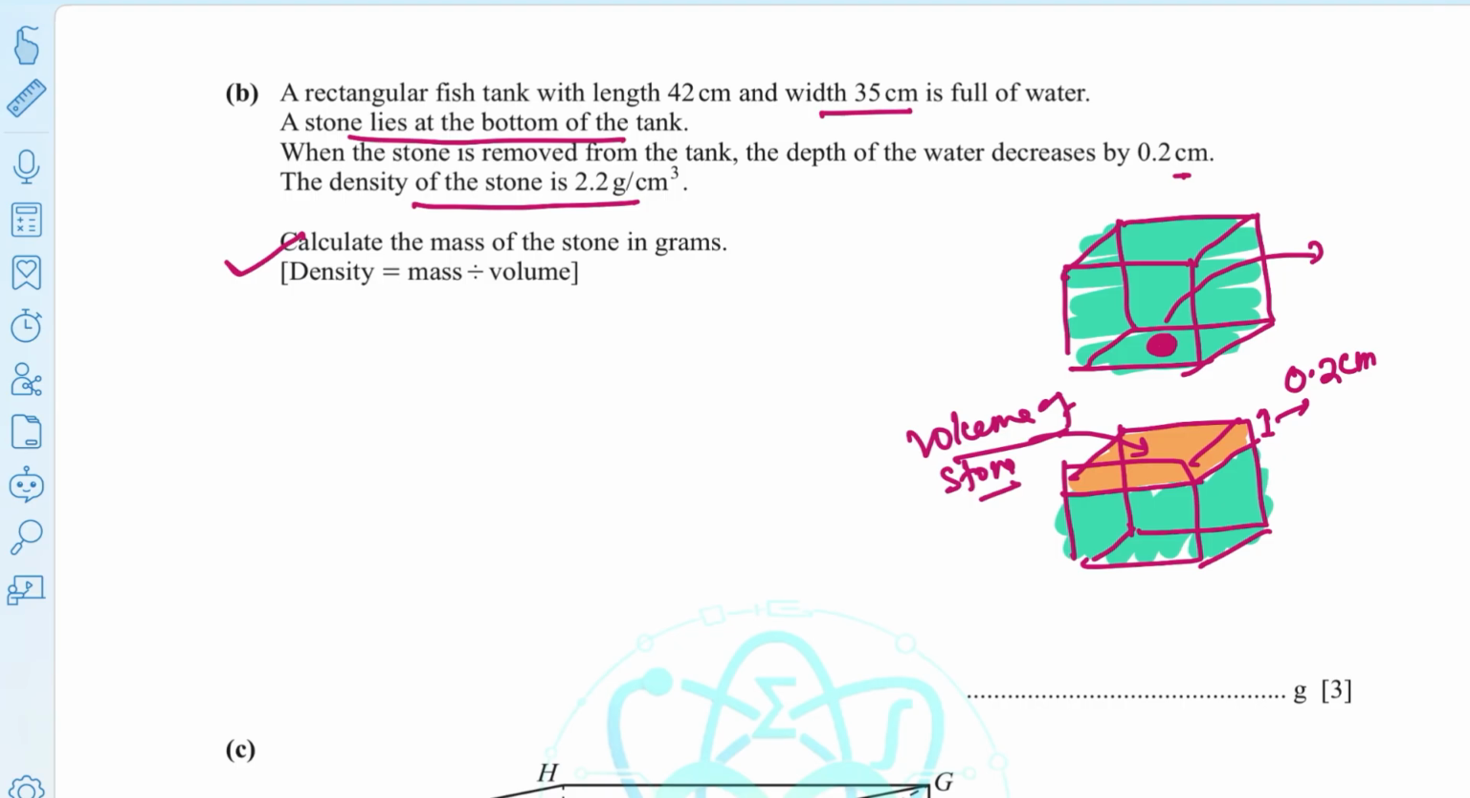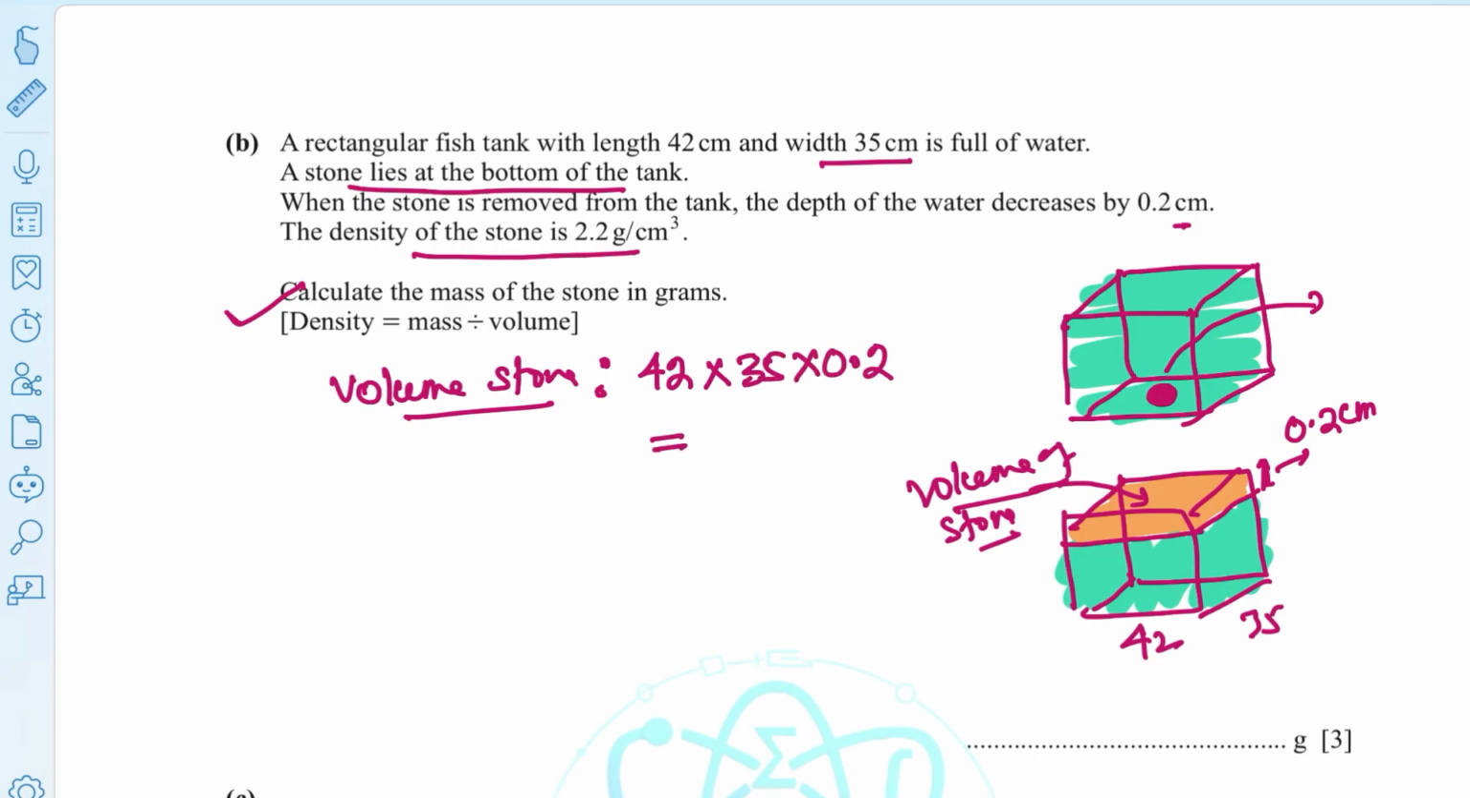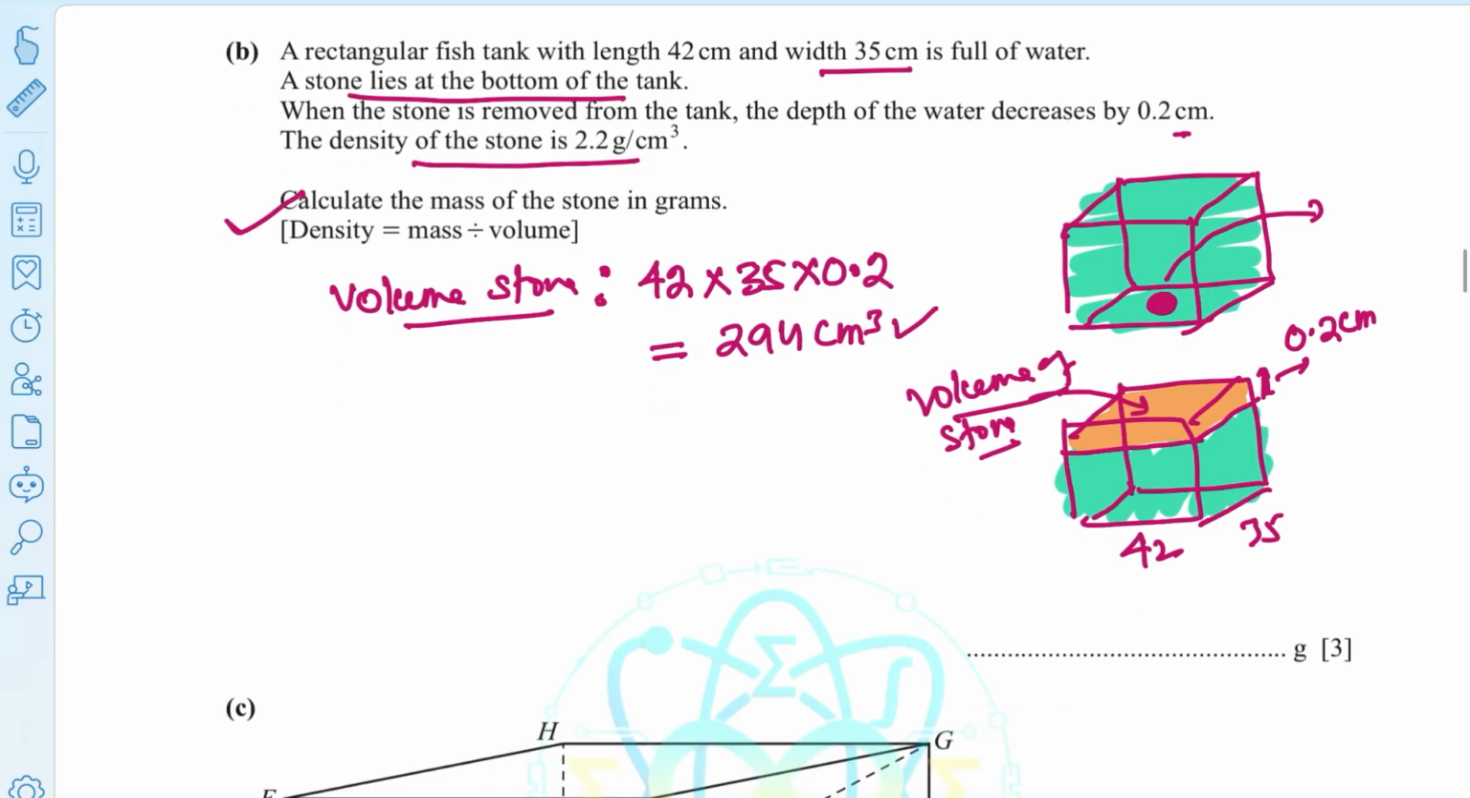Now, first I will try to find out the volume of the stone. So we can say the volume of the stone equals, the length is given as 42, this is given as 35, and this one is given as 0.2. So 42 times 35 times 0.2 equals 294 centimeters cubed. Is it okay? Right, now we have the volume.